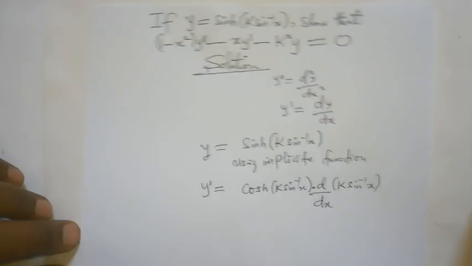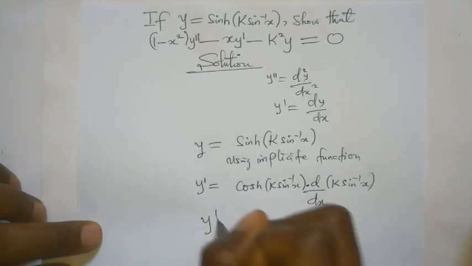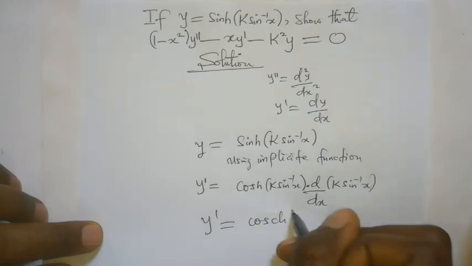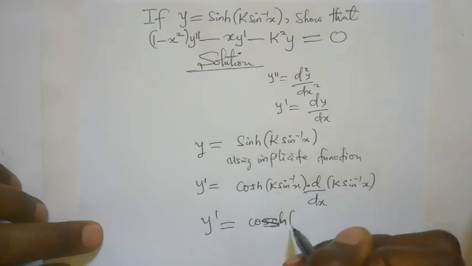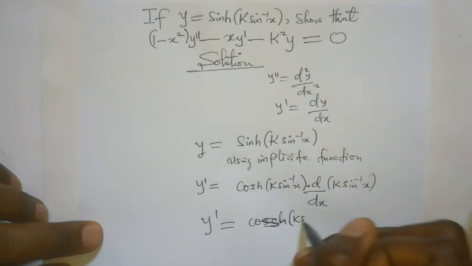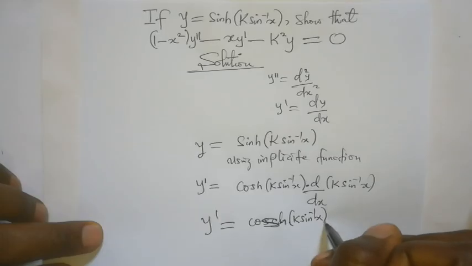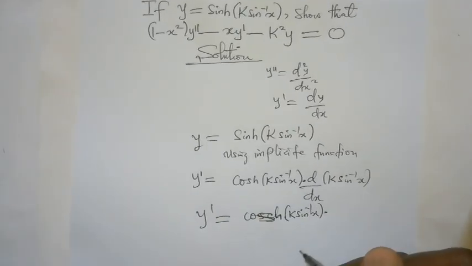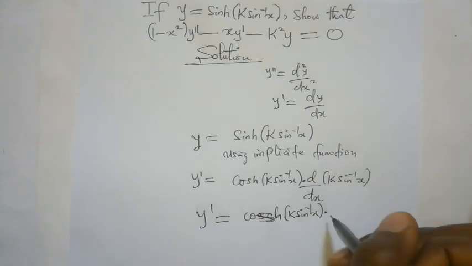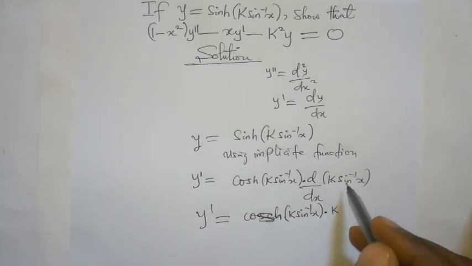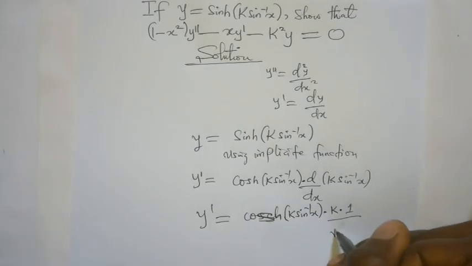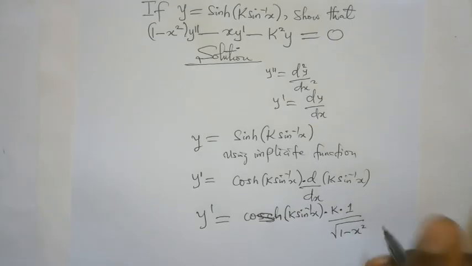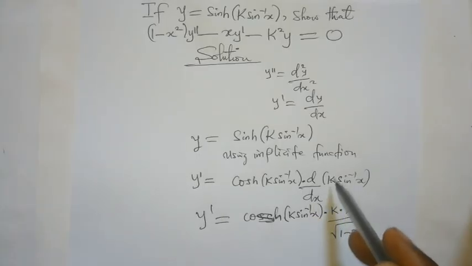So y prime is going to be cos(k sin inverse of x). The differential of k is a constant, so let's bring it out. The differential of sin inverse of x is going to be 1 all over the square root of 1 minus x squared. So this is going to be the differential of this.